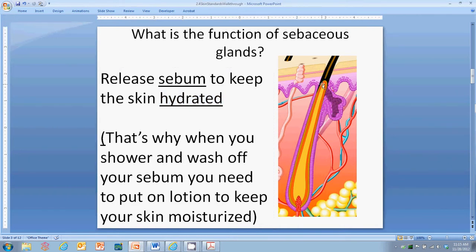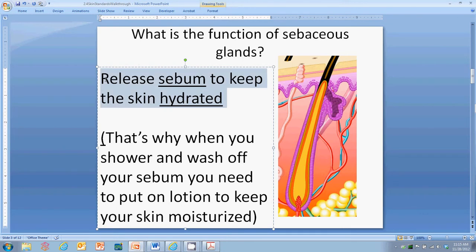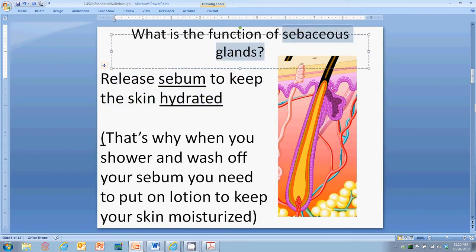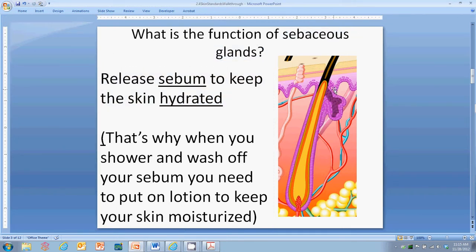If we left our sebum on our skin, the oils work really well at keeping us hydrated. But we can wash them off and put something else on instead. Again, the function of sebaceous glands, right up next to hair, is to release sebum to keep the skin hydrated and keep it from getting dried out.